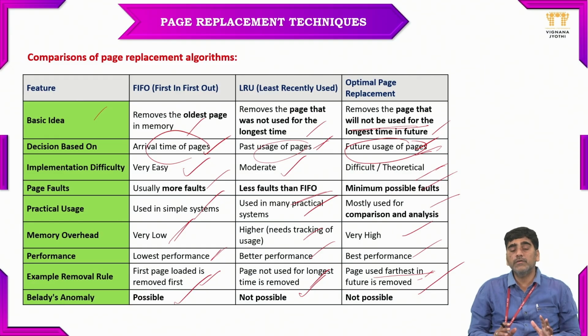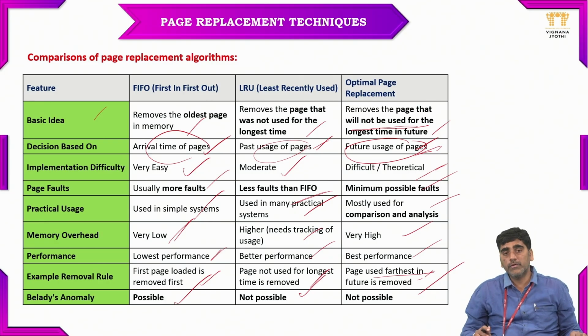So these are all the different comparison features of these three page replacement algorithms. Finally, we can say that optimal page replacement is the best algorithm for the page replacement process, but it is difficult to implement, right? So I hope all of you understand these page replacement algorithms.